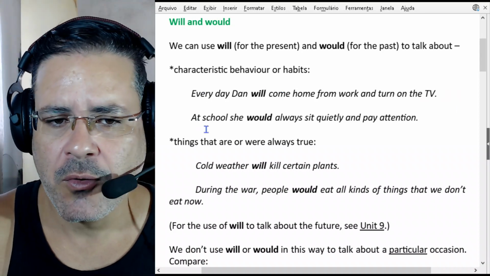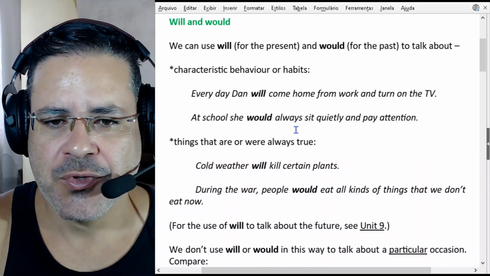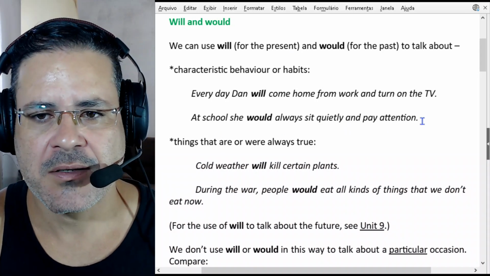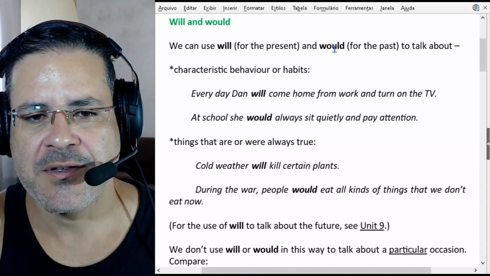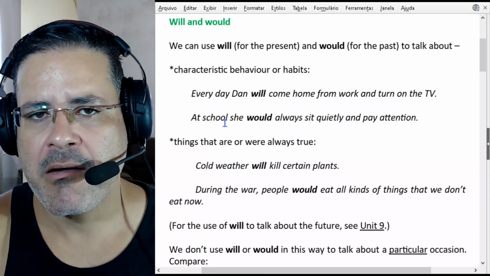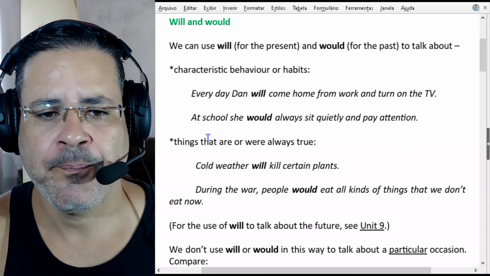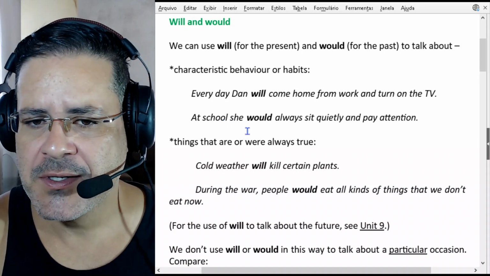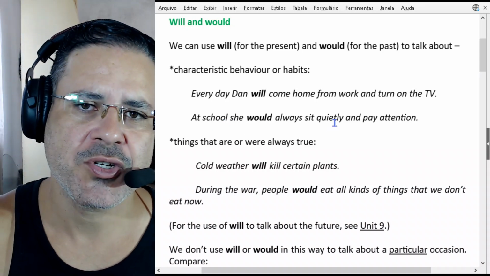Another example, at school, she would always sit quietly and pay attention. In that case, we're using would for the past. But it was a habit, a characteristic behavior of hers. At school, she would always sit quietly and pay attention.